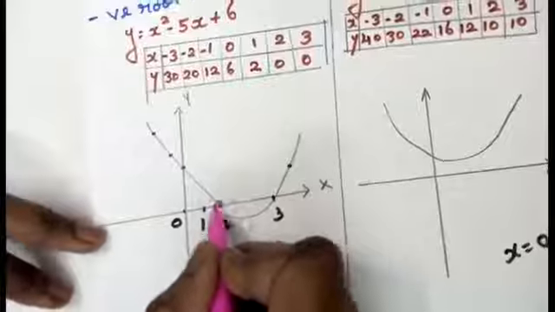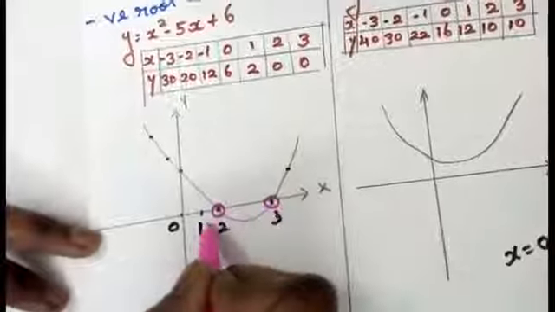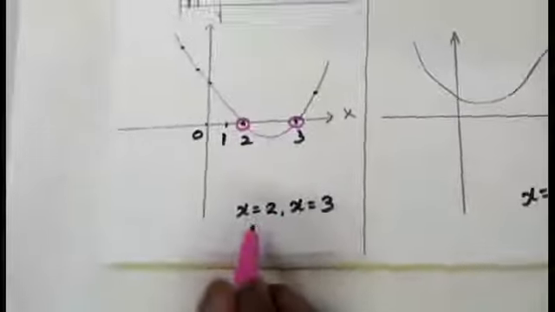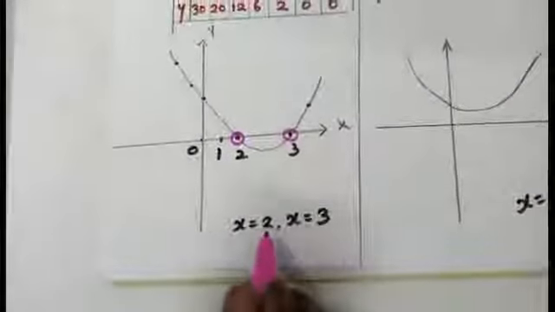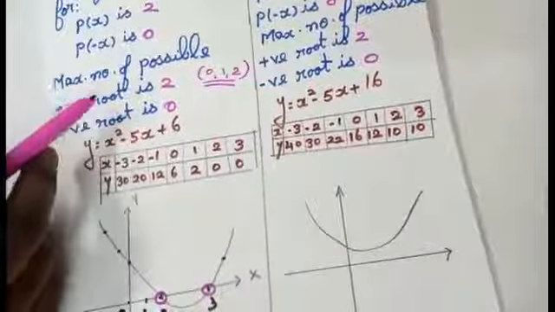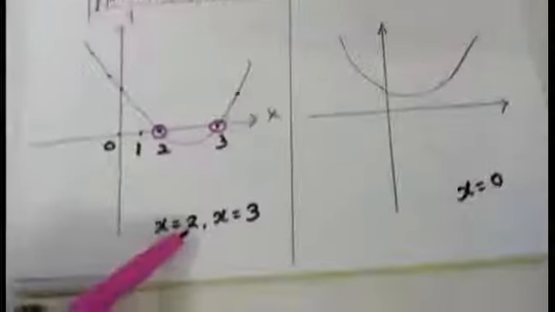If you see, the graph will be touching the x-axis in 2 places. x is equal to 2, x is equal to 3. So these two are the solutions for x, that is, positive roots. You are getting 2 positive roots. So that is the concept here. Positive root is 2. Maximum possible positive root is 2. That is the answer I am getting here.